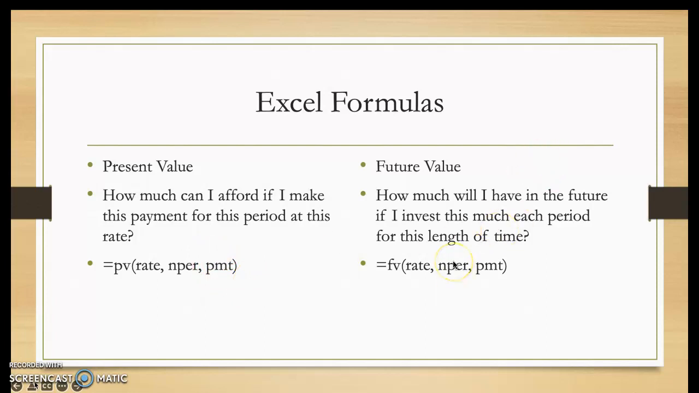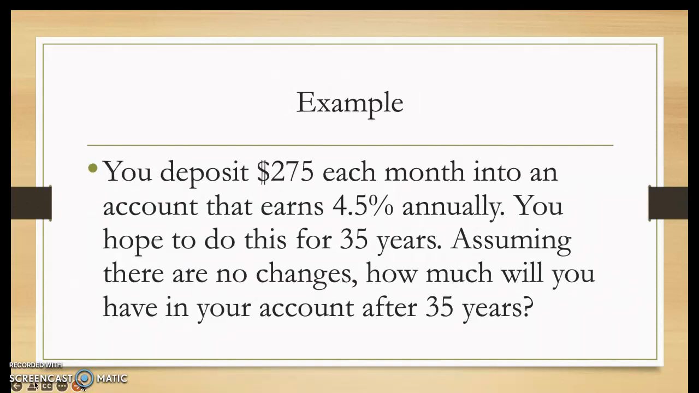Now, future value is where we're focusing right now. It's basically saying an annuity, right? You're investing money in something. How much will I have in the future if I invest this much each period for this length of time? So now we're talking about, how much will I have in 40 years if I do this every month? All right, so here's our example.